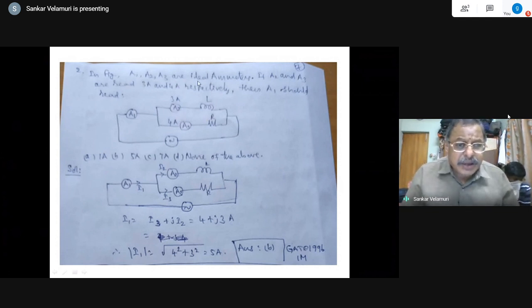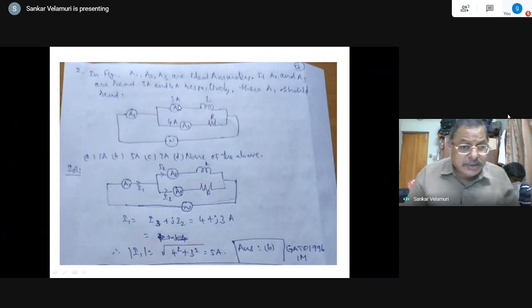In the figure, A1, A2, A3 are ideal ammeters. If A2 and A3 read 3 amps and 4 amps respectively, then A1 should read what is the value of this one. So there are two ohmic values being given, R and L here. So these are of different nature. So we have to use a complex addition here, phasor addition.